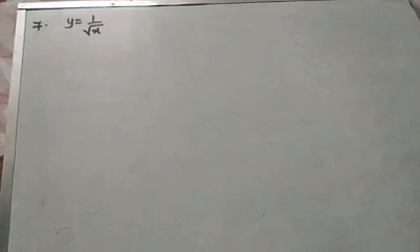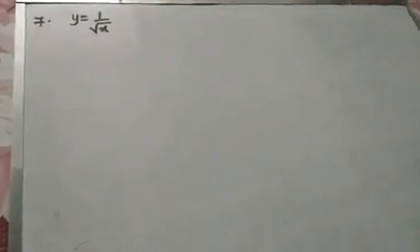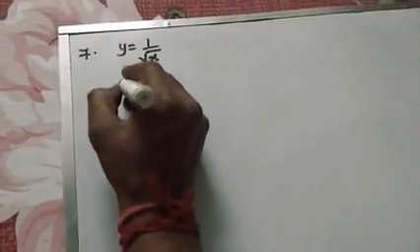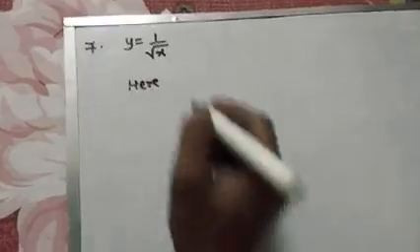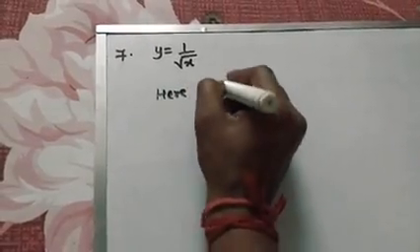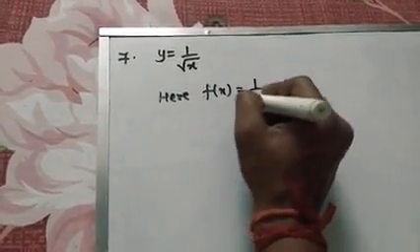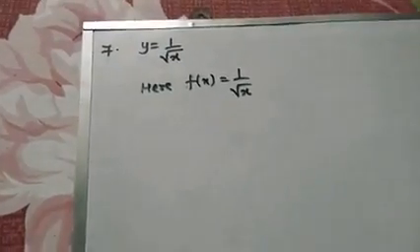Okay, the next question is y equals to 1 by root x. Question number 7. Y equals to 1 by root x. So in the same way, here f of x equals to 1 by root x.